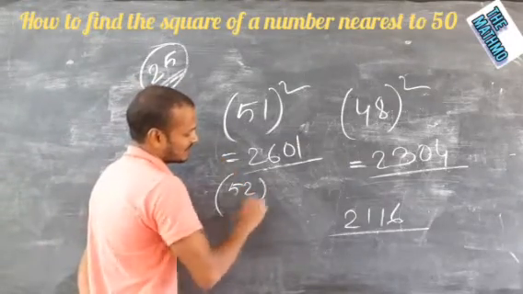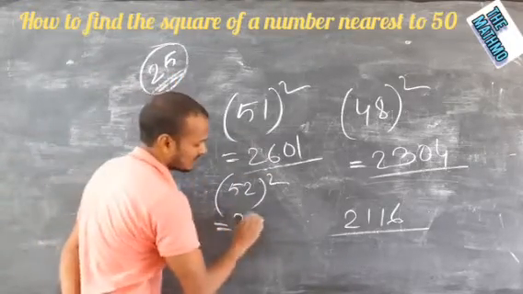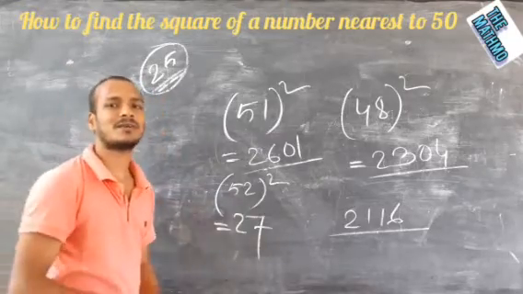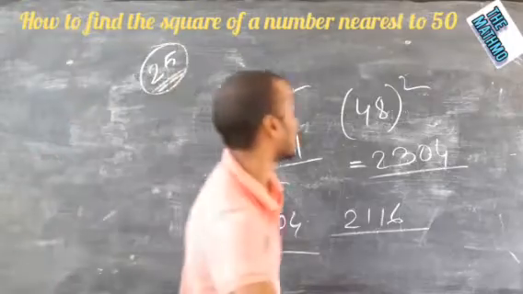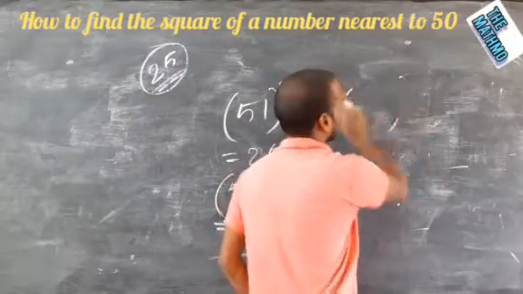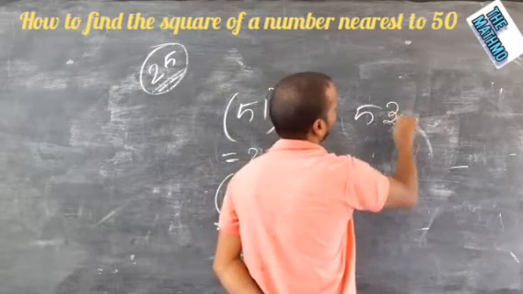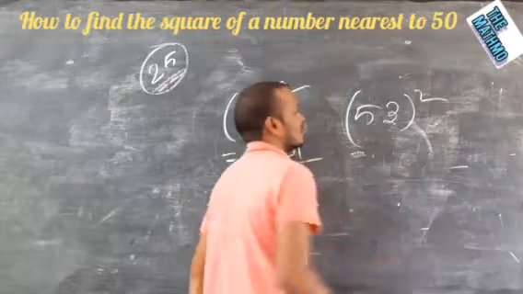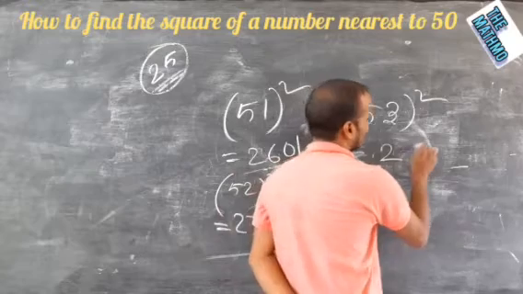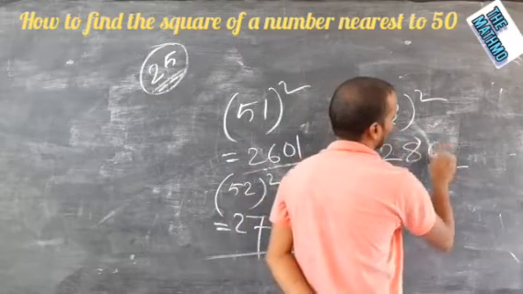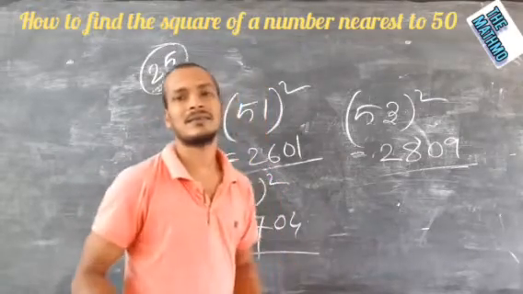Let us take one more example. Say 52 square. How much more? 2 more. That 2 you add to 25. So it becomes 27. And the square of that 2 is 04. Okay, let us see one more example. Say 53. How much more? 3 more. So add 3 to 25. 25 plus 3 is 28 and the square of 3 is 09. I think you understood this.